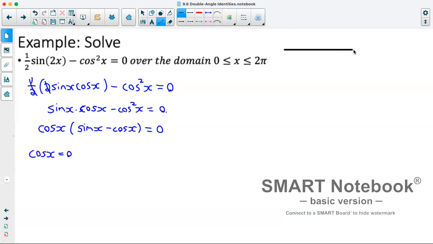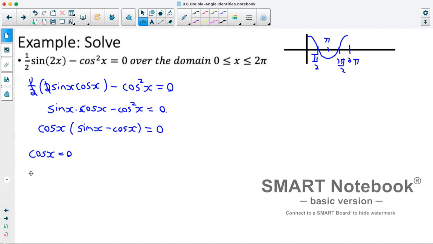Now, if we remember our graph of cosine, we start at maximum, and for one period it looks like this. One whole period was 2 pi, half was pi. Where it crosses our x-axis was pi over 2 and 3 pi over 2. So we have x is equal to pi over 2 and 3 pi over 2. And now we'll solve this part here. So we've got sine x minus cos x equals 0.